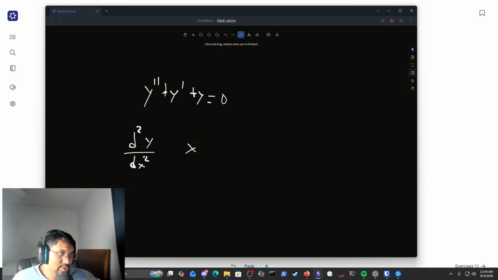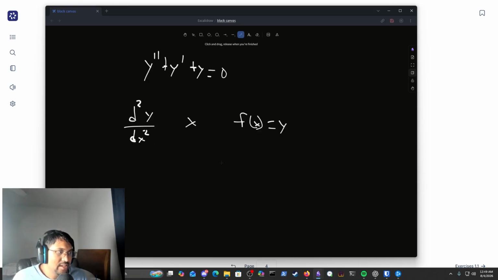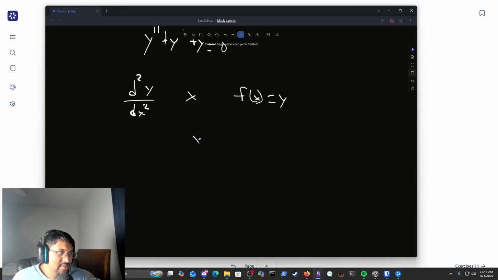It's very similar to a regular function, f of x, which you could say is equal to y. Of course, we would say that the x variable in this case would be the independent variable because it doesn't scale off of anything else.